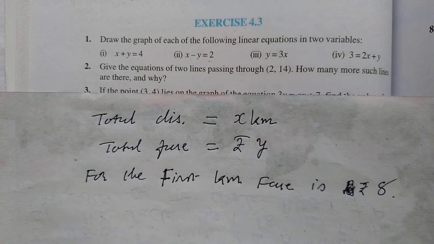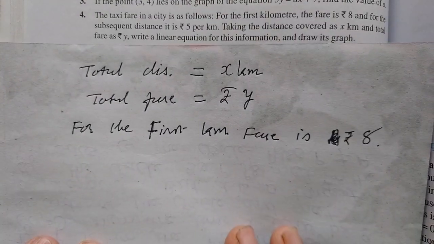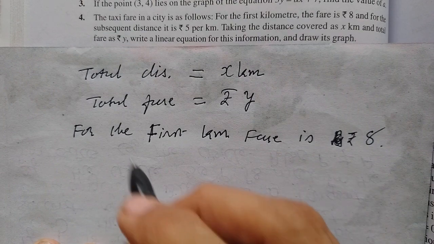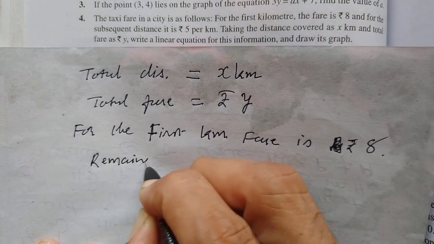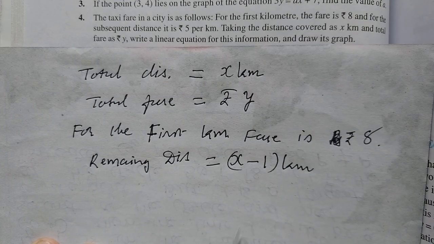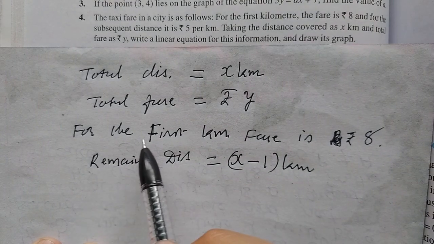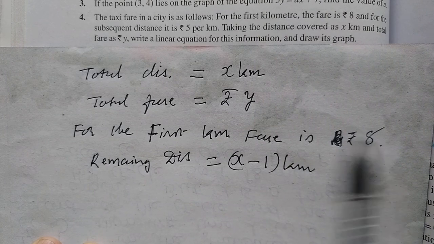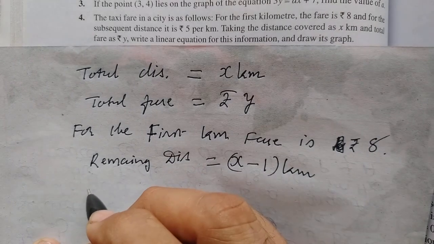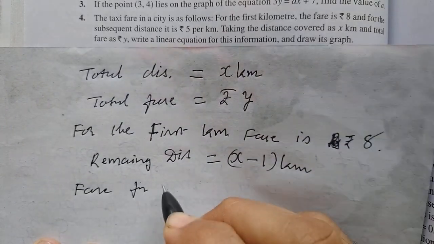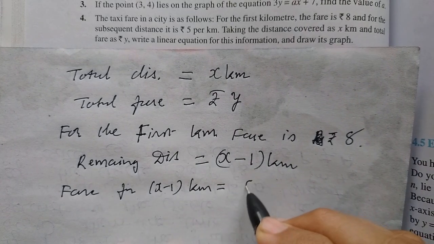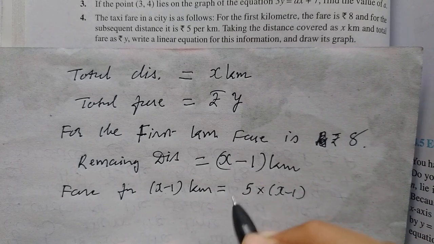Now, children, see, interesting here. So, for the first kilometer, fare is rupees 8. And the remaining distance, how much is left? The remaining distance is x minus 1 kilometer, children. We have to find the fare, so for the first kilometer we give 8 rupees. Now how many kilometers of distance remain to cover? x minus 1 kilometer. So what will the fare be for it? Fare for x minus 1 kilometer, at rupees 5 per kilometer. So 5 into x minus 1.